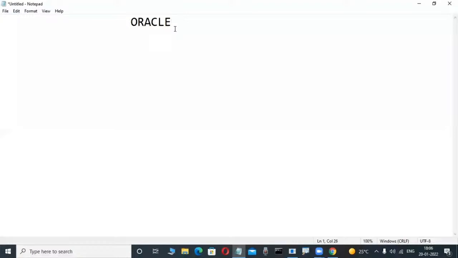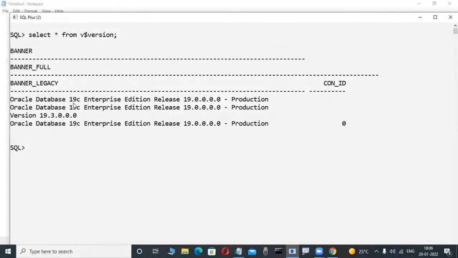Oracle 1.0, 2.0, 3.0, 4.0, 5.0, 6.0, 6.1, 5.1 also there. And now 7.0, 7.1, 7.2, 7.3, 8.0, 8.1.5, 8.1.6, 8.1.7. That is also called 8i, 9i, 10g, 11g, 12c, 18c, 19c, and the latest one, 21c. But in our class, this software is available: 19c, we are learning only.